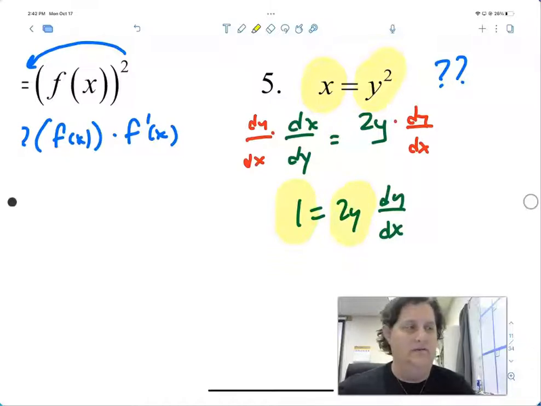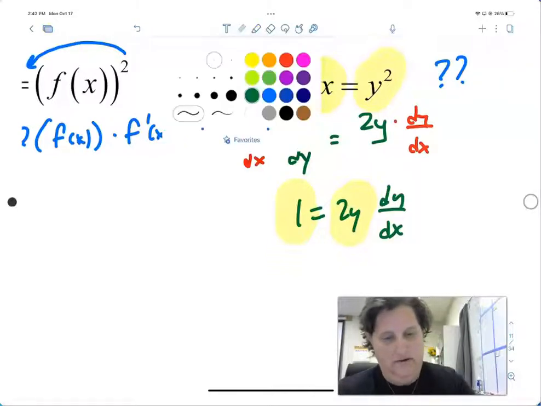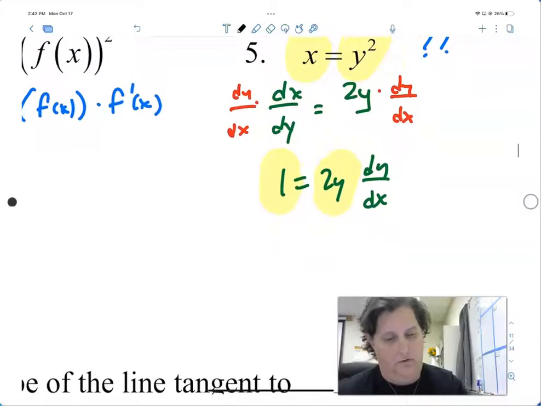Well, because I'm taking the derivative with respect to x. With respect to x, okay? So let's try this again. This is actually what we're going to be learning today.